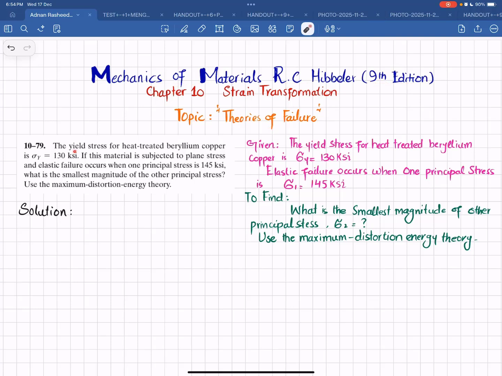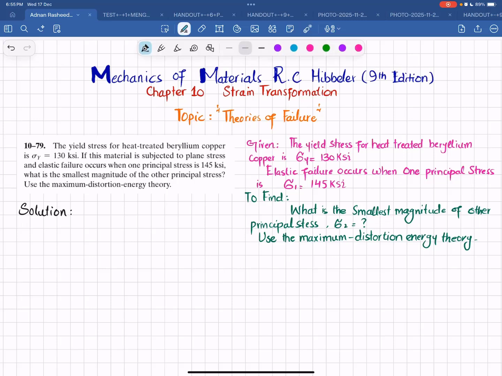So the statement is: the yield stress for heat-treated beryllium copper is 130 ksi. If the material is subjected to plane stress and elastic failure occurs when one principal stress is 145 ksi, what is the smallest magnitude of the other principal stress? Use the maximum distortion energy theory. So you can see the yield stress is given, and it is stated that one of the principal stresses is 145 ksi. So you have to find the smallest magnitude of the principal stress, sigma 2.